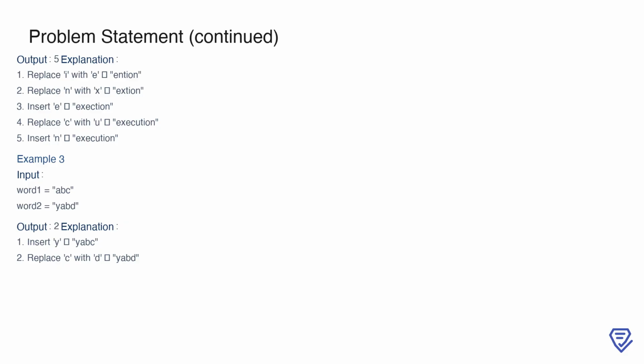In the third example, transforming abc to yabd requires just 2 operations. First, insert y at the beginning to get yabc, and then replace c with d to arrive at yabd. These examples illustrate the kinds of operations and their sequences that minimize the transformation cost.